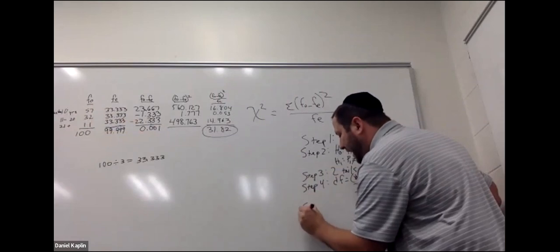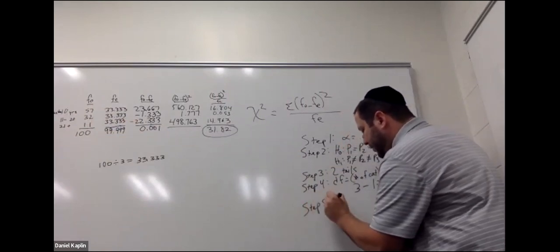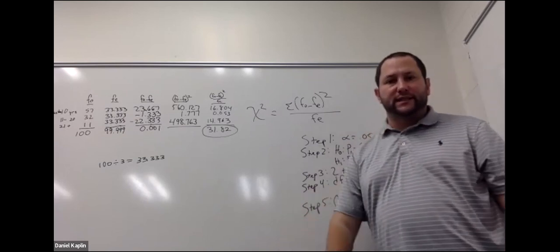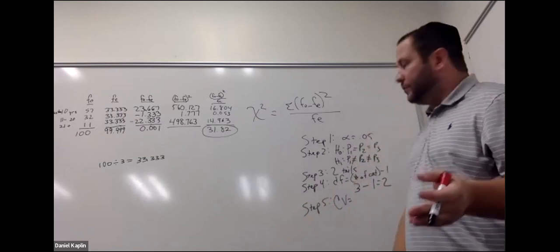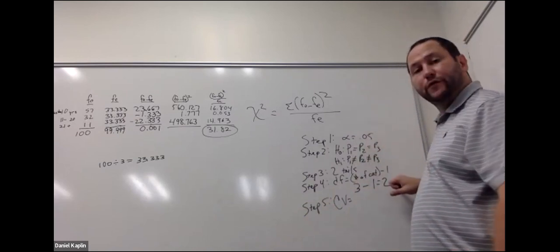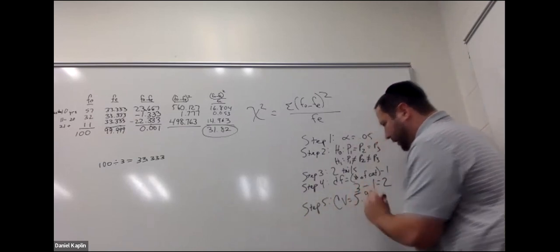Now, step 5 is to get our critical value. And I memorized this one, but if you go to the back of the book, if you do a 0.05 with 2 degrees of freedom, you're going to get a critical value of 5.99.